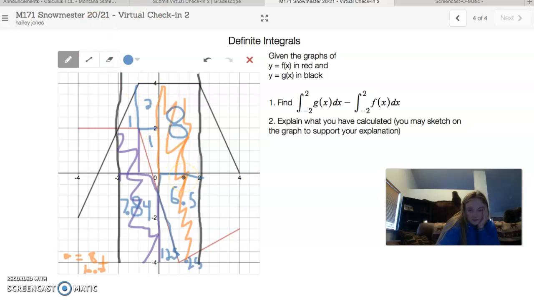So I just wasn't exactly sure how far down I was supposed to go, so I just showed my thinking here. I did all the math on my paper here, but pretty much wrote it out. So if I were to take g of x, the black, and subtract the red, I don't know exactly, but this is what I would have put down, which I did.